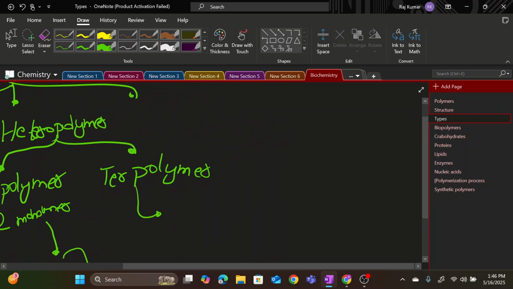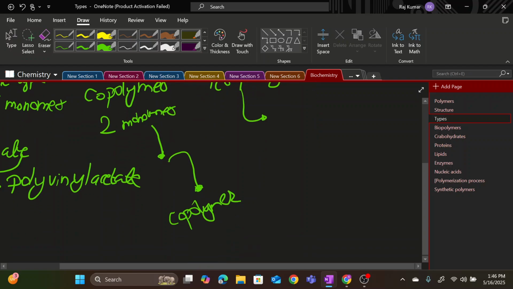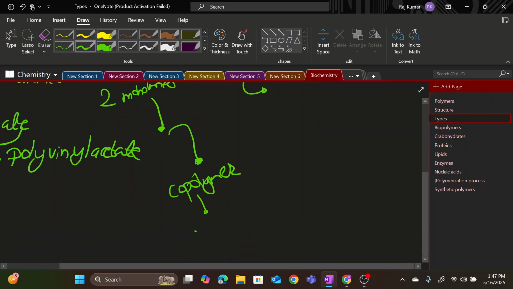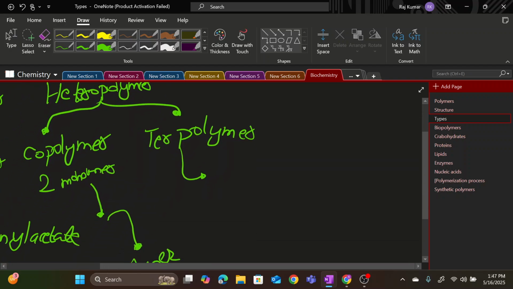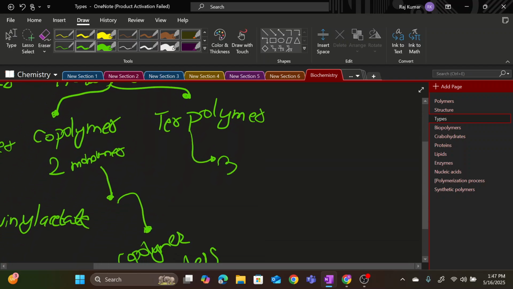And then we have terpolymers. Polyesters are examples of copolymers. And on the other hand, we have terpolymers. Terpolymers have three monomers in them. A very famous example is the acrylic resin. Acrylic resin basically is the paint which we use in car industries.